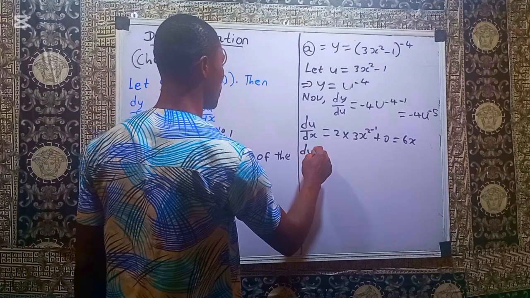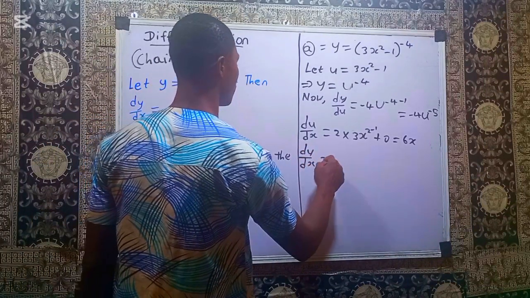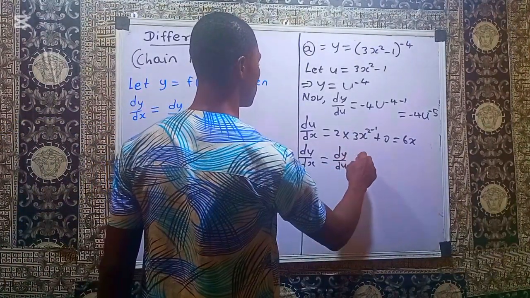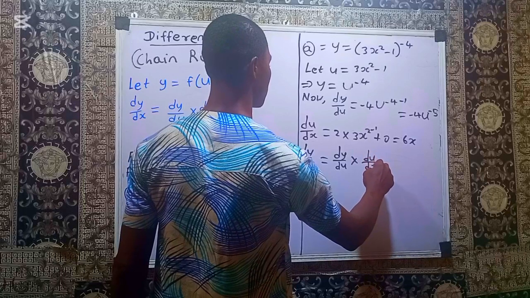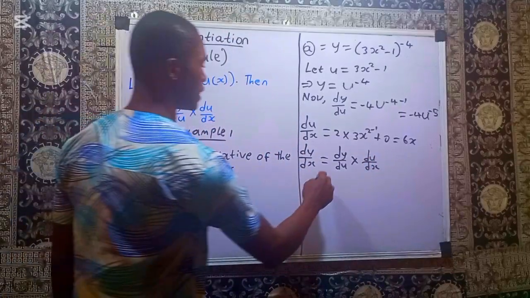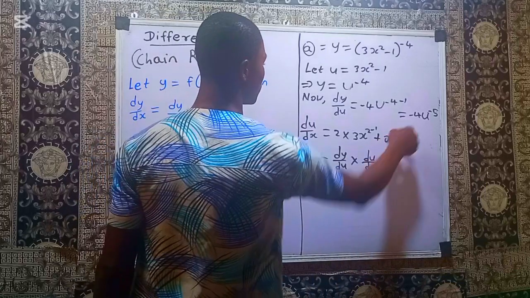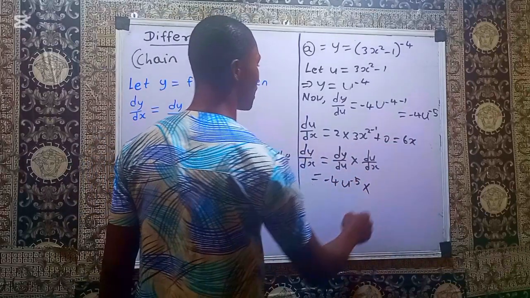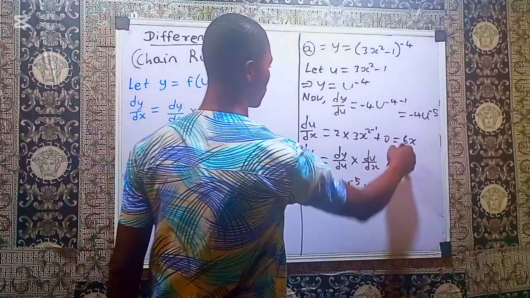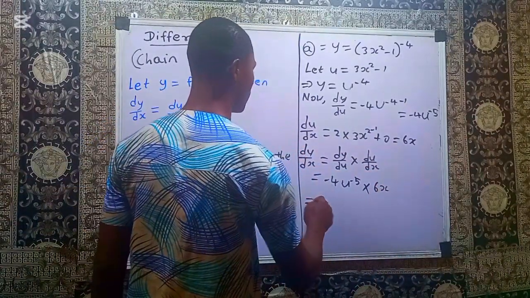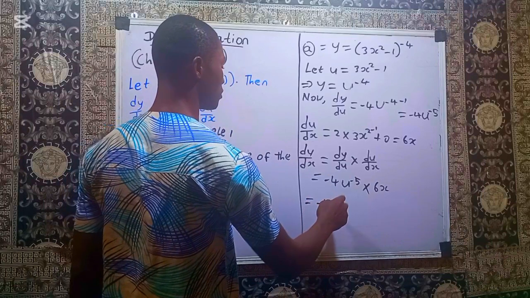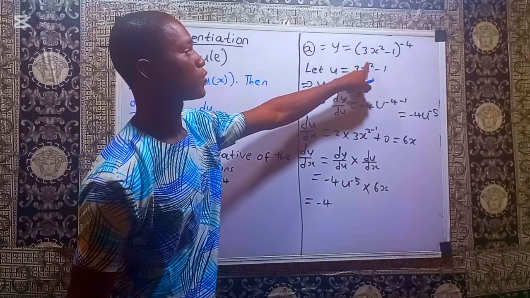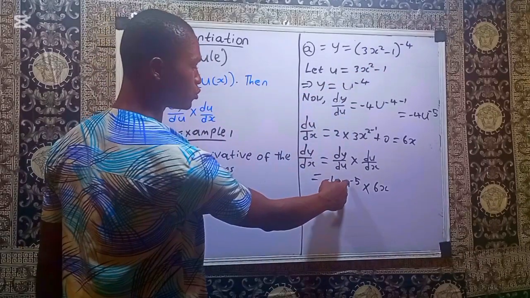Then dy/dx will be given by the formula: dy/dx is dy/du multiplied by du/dx. That's the formula we have. What is dy/du? dy/du is negative 4u raised to power minus 5. Multiply by du/dx, which gave us 6x. Now, what is our u? u is 3x squared minus 1. So we are going to put u here.